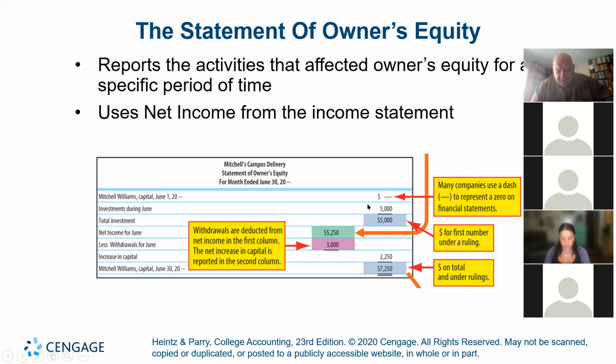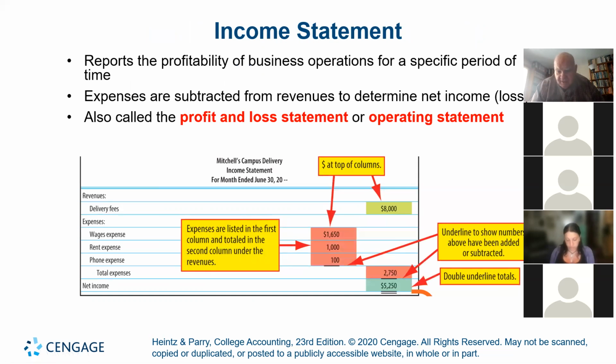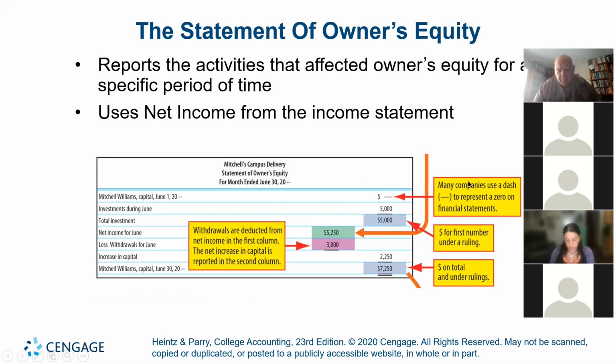Your beginning balance was nothing. He didn't have a business. Then he put $5,000 in the business. So the equity went up. Then he made that profit of $5,250, which we just calculated on the income statement, which is why you have to do the income statement first, because the income is going to transfer over to the equity statement. But then he took $3,000 out for his own personal use. So 5250 minus 3 is the 2250.